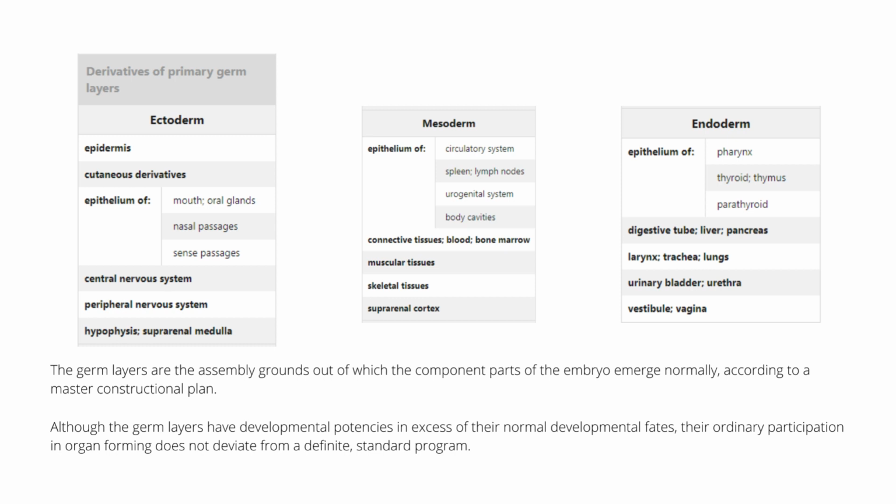Thus, although the germ layers have developmental potencies in excess of their normal developmental fates, their ordinary participation in organ forming does not deviate from a definite standard program. Only the principal functional tissue is designated in the name of each primary germ layer, and in a few instances, such as the suprarenal glands and the teeth, a compound organ has important parts of different origin.